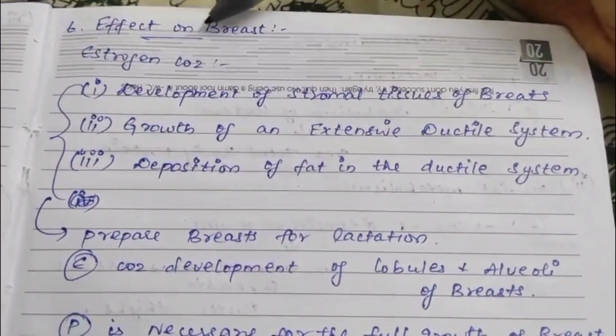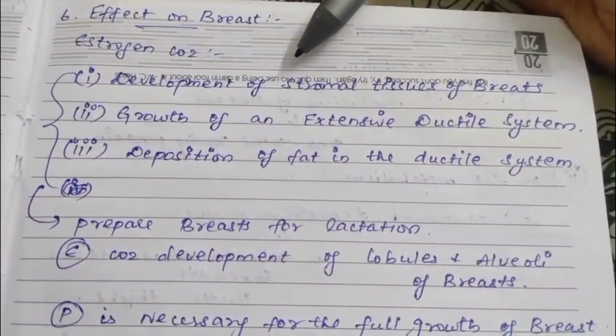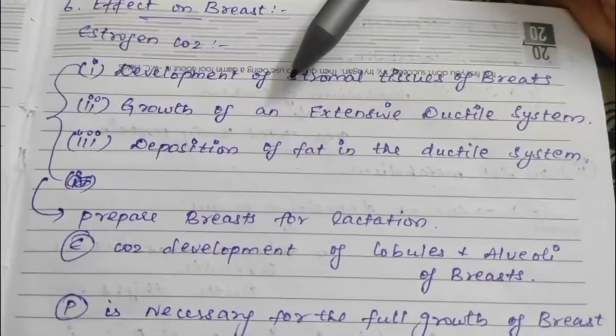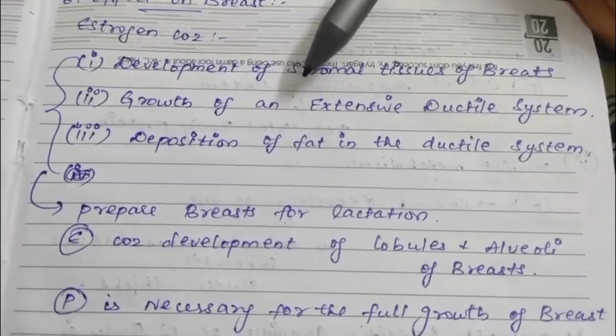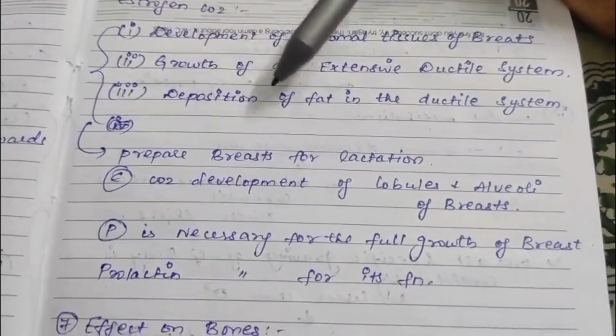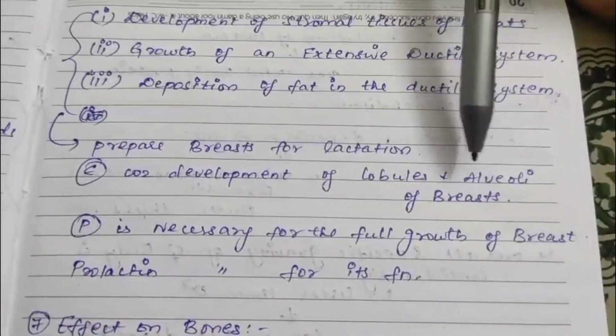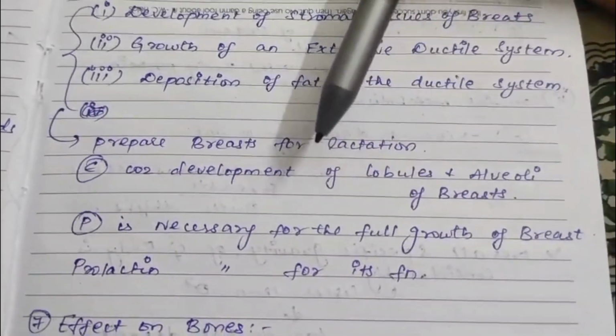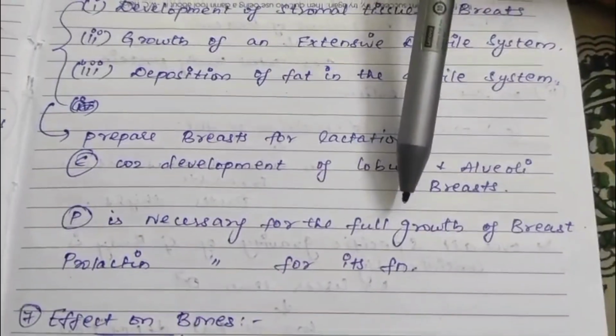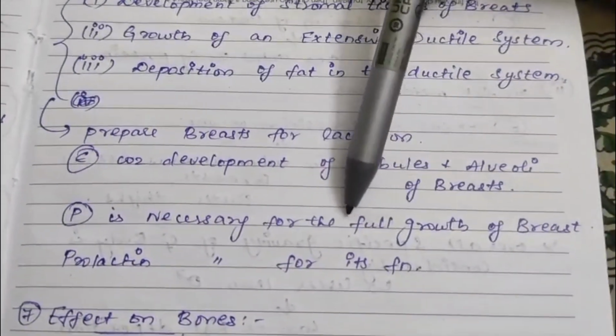Sixth one is the effect on breast. Estrogen causes development of stromal tissues of the breast, growth of an extensive ductal system, and deposition of fat in the ductal system. These prepare the breast for lactation. Estrogen causes development of lobules and alveoli in the breast. Progesterone is necessary for the full growth of the breast. Prolactin is necessary for its function.